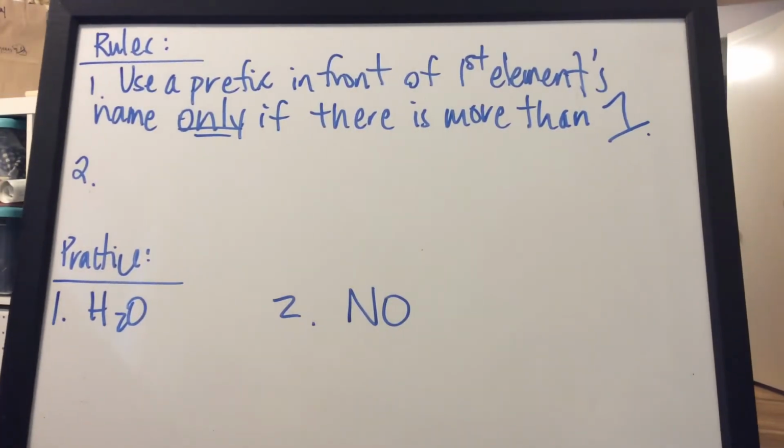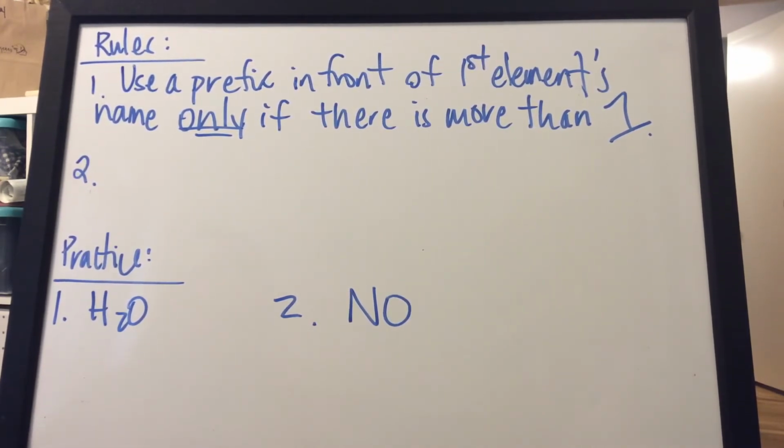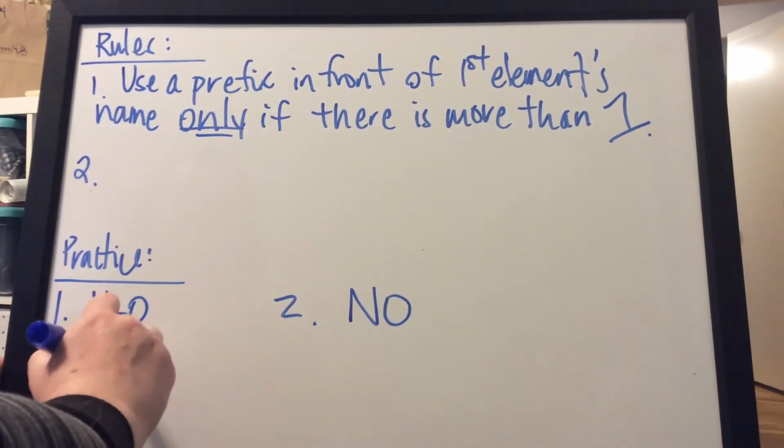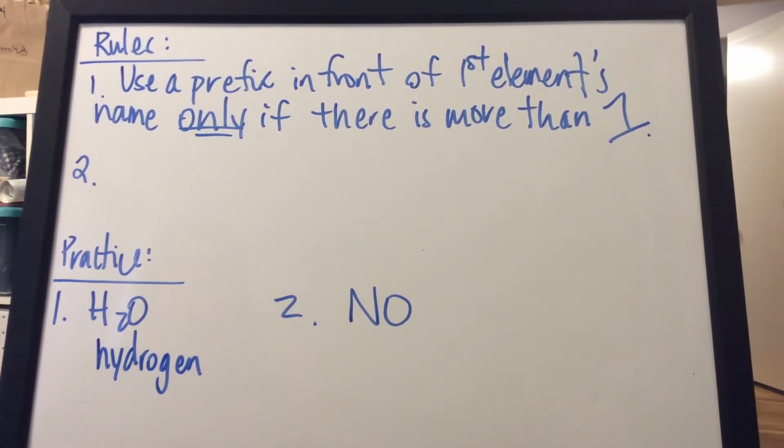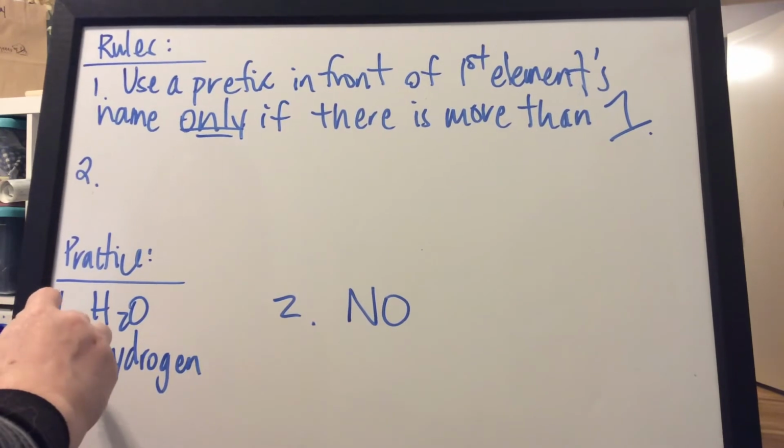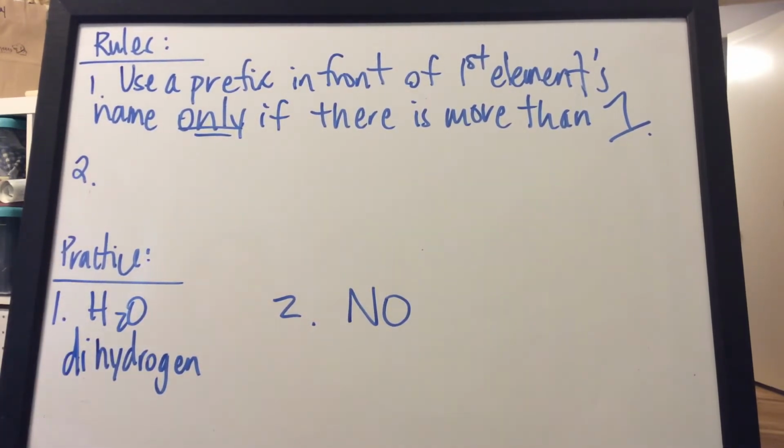Okay, only if there's more than one. So the first rule says we use a prefix in front of the name of the first element only if there's more than one of them. So if we go down to our practice where we see H2O, the first element is hydrogen, okay? But there's two of them. And so that satisfies this first rule that I'm going to need a prefix because there's more than one. And the prefix for two is di, so we put that in front of the word. And we call this dihydrogen. Now I haven't finished the name, okay, but that's how I start.